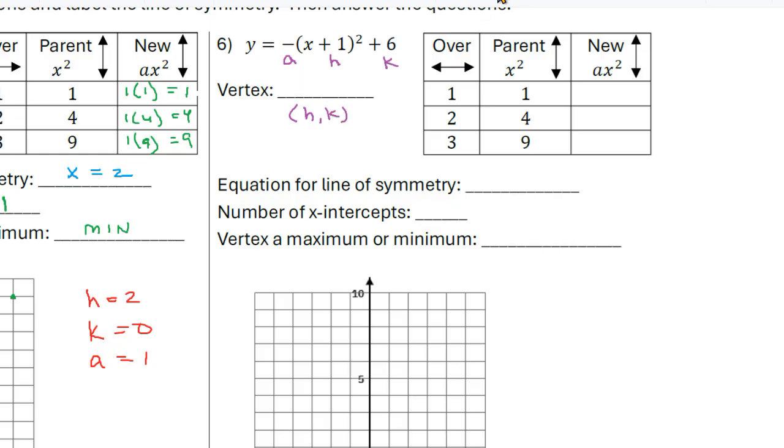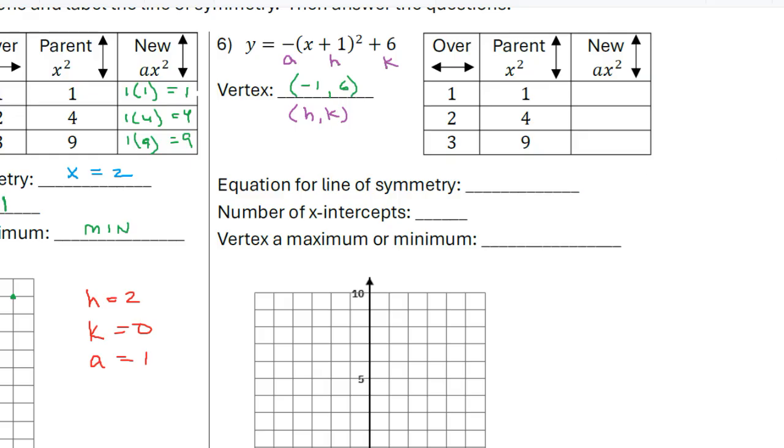So all we got here on our vertex is h, comma, k. And our h value here, let's change colors, is -1. Remember, it's always the opposite movement from what you think it is. We're actually moving the parabola to the left when we're adding 1 inside the parentheses. And then our k value is 6. So there is our vertex.